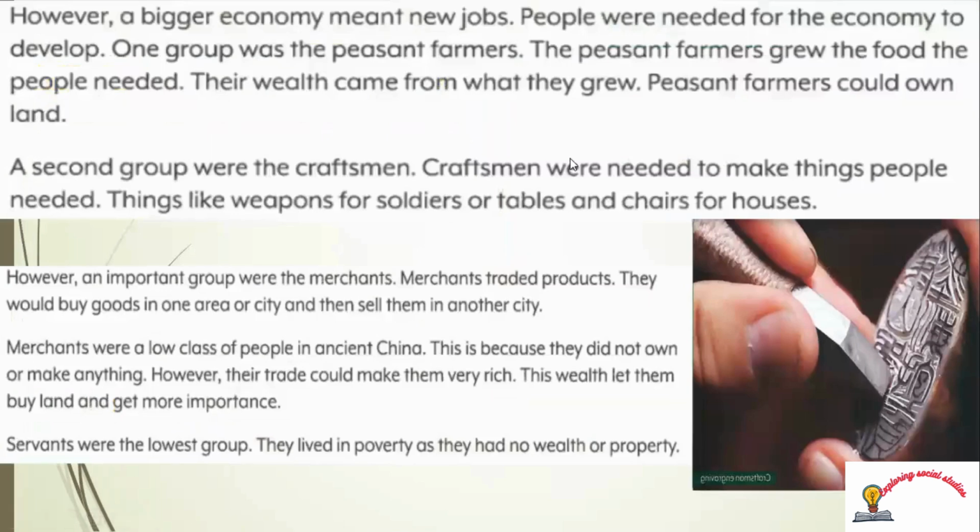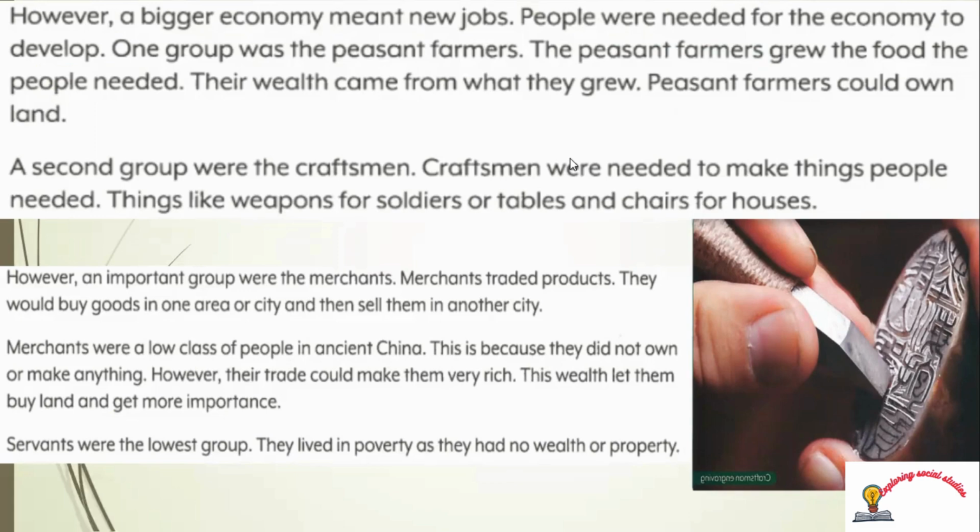However, a bigger economy meant new jobs. People were needed for the economy to develop. One group was the peasant farmers. The peasant farmers grew the food the people needed. Their wealth came from what they grew. Peasant farmers could own land.